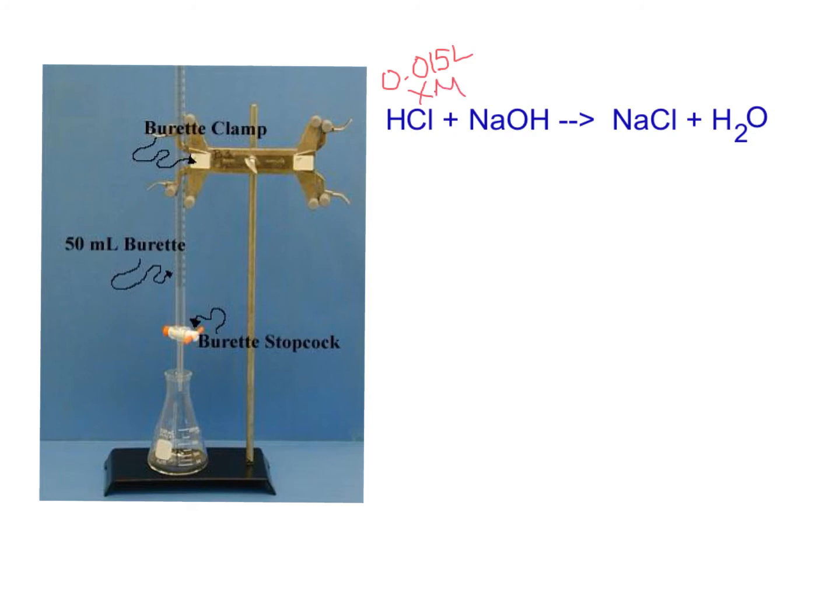Now let's say that the base that we started with, our standard solution, is 0.1 molar. And as we went through the process of titrating, it took us 23 milliliters, or 0.023 liters of that base for us to reach our endpoint. So we'll just take that information to calculate the molarity of the hydrochloric acid.